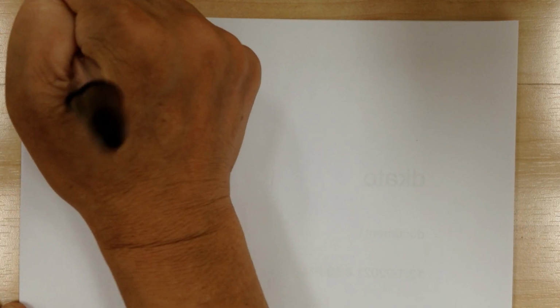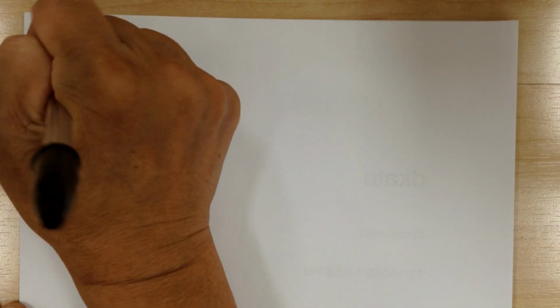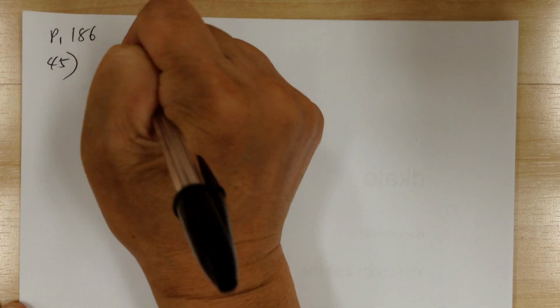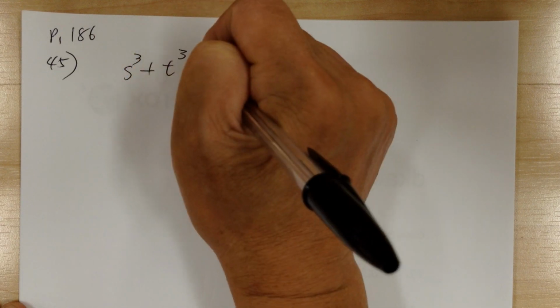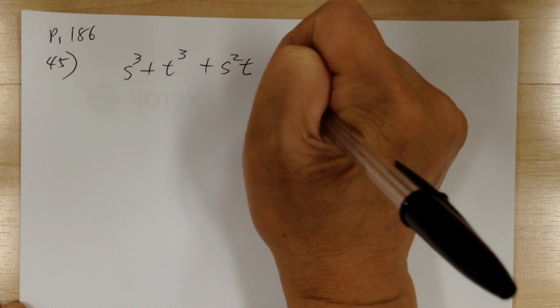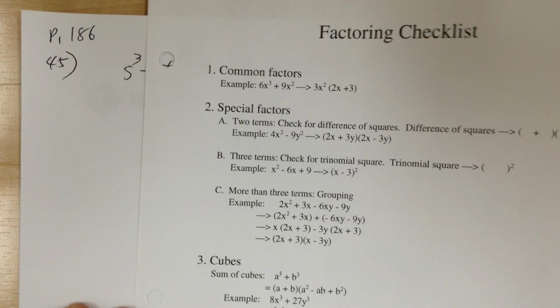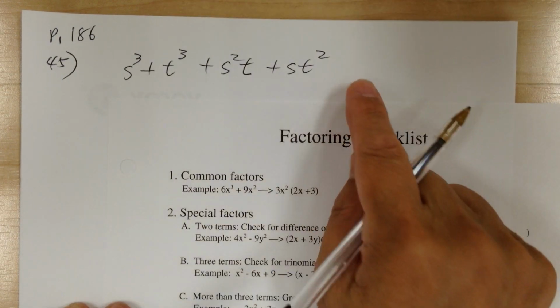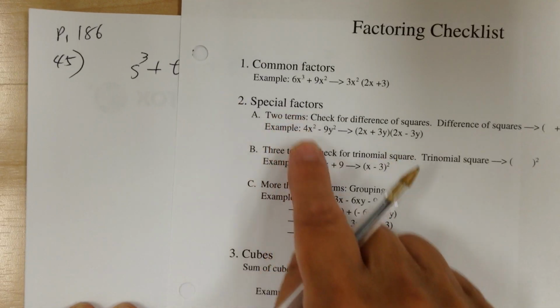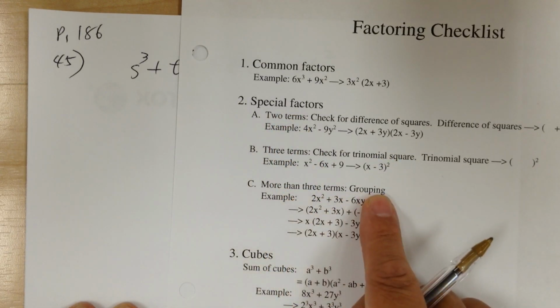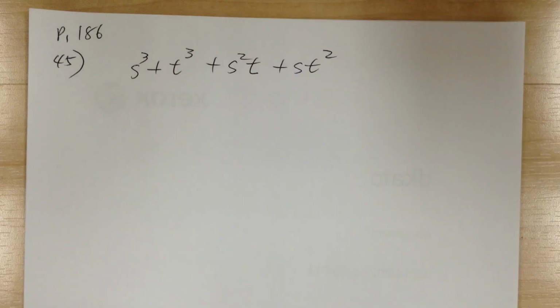Okay, let's go to the next one. s to the 3 plus t to the 3 plus s squared t plus st squared. So again, let's go to the checklist. Step 1, common factor, cannot. There's no t, there's no s, so there's nothing in common. Step 2, 4 terms. So again, 2 terms, 3 terms, anything more than 3 terms, you do the grouping. So let's go and do the grouping.